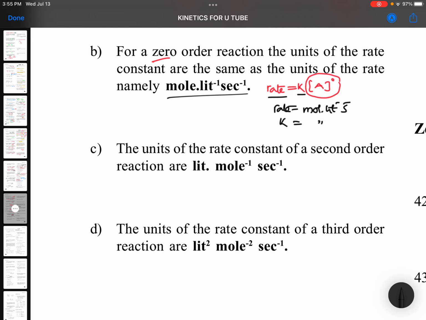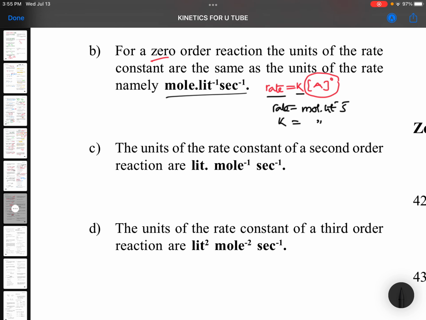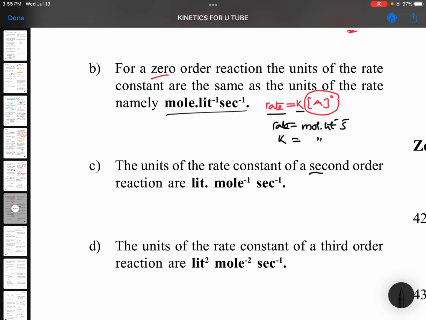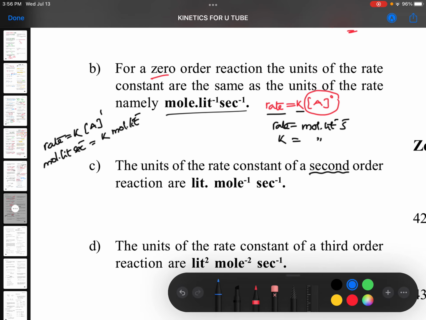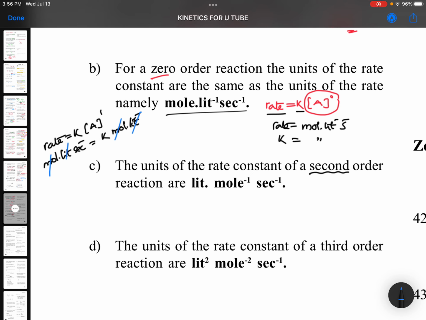Fine. If it is a first order reaction, for example, rate is equal to K into A to the power 1. This is moles per liter per second is equal to K into moles per liter. Concentration is moles per liter. So you can very comfortably cancel this moles per liter. So K units will be per second.